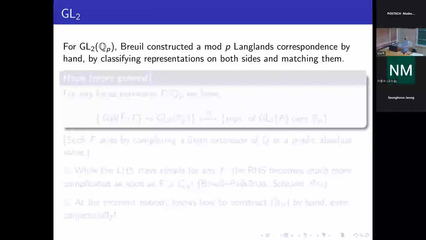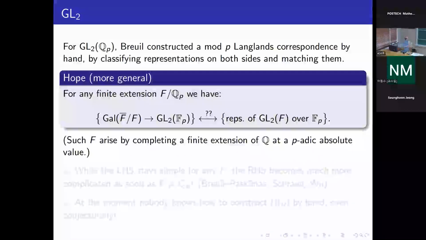So Breuil was able to do that for GL2(Qp), but something very interesting happens when we replace the field Qp by a finite extension of Qp. Namely, we can ask the same question. It's very natural in the classical Langlands program. It doesn't usually matter whether F is Qp or a finite extension, but here it does.